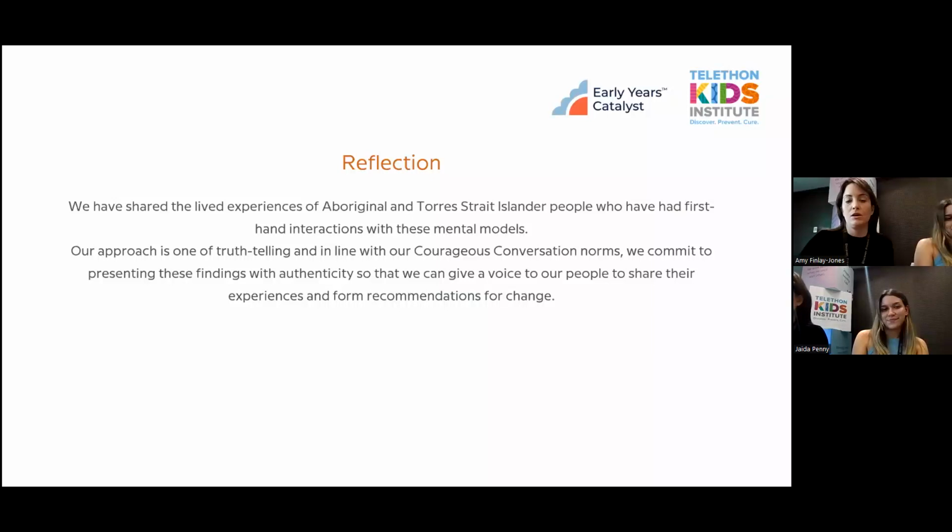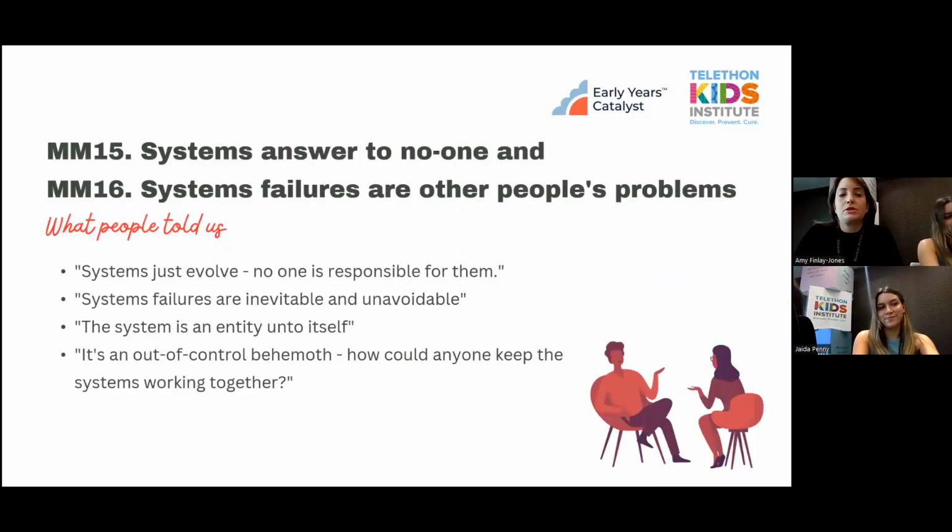Thanks, Jada. Okay, so our next set of mental models really speak to the way that people think about systems. So we have the mental model that systems answer to no one, which really frames systems as complex phenomena that just happen, that no one is responsible for. People really described in our consultations very fatalistic thinking about systems failures. So these were just seen as part and parcel, and it's just the nature of systems, and systems change was really therefore not seen as feasible.